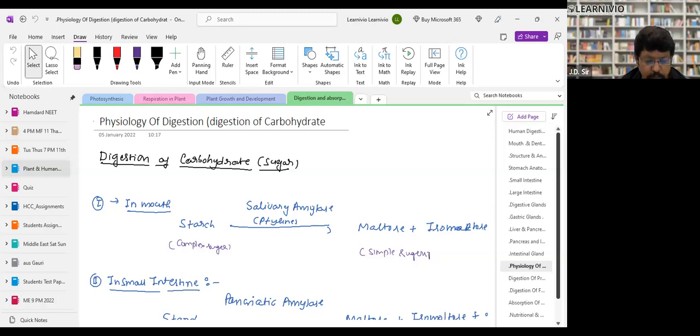You can write it down. Only human beings can digest lactose, the sugar present in milk.